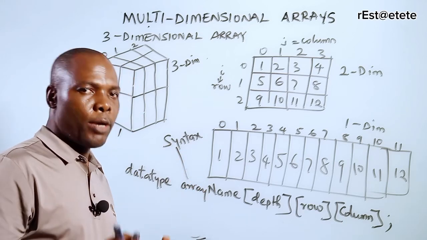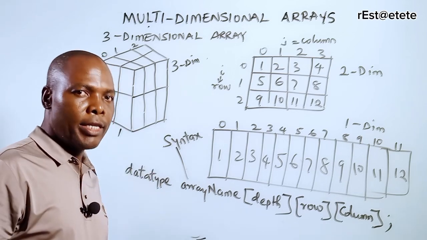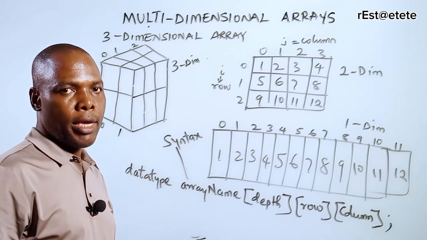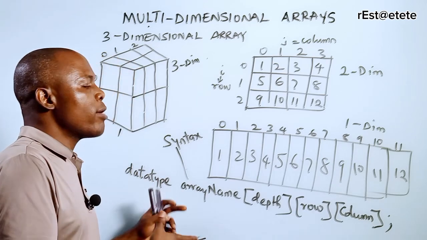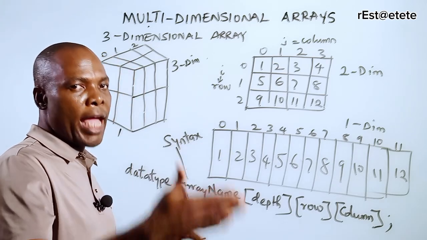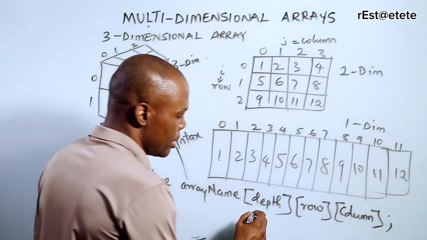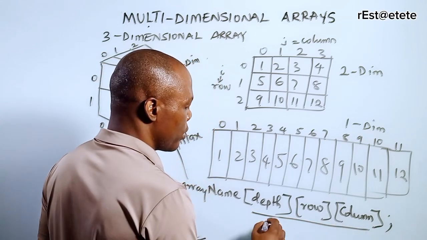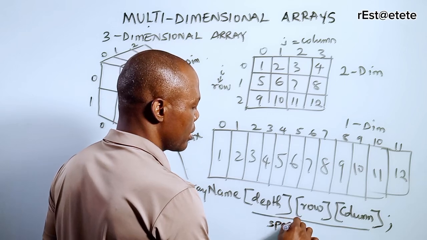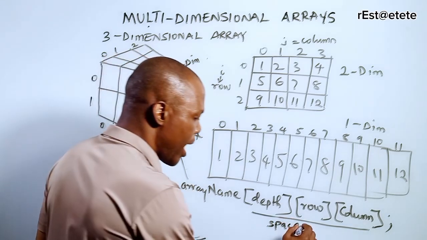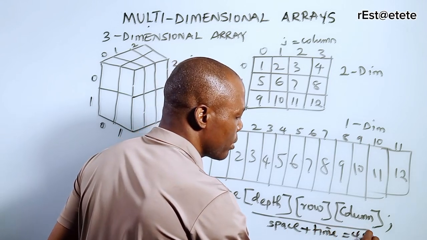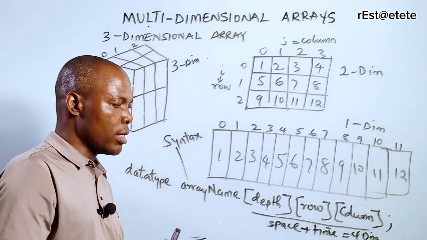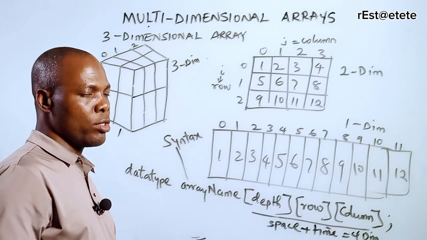Our world that we are living in is a three-dimensional array. When you go to a four-dimensional array, that will be space plus time. So all these three are known as space. Then when you add time, that becomes four dimension. But we are not going to deal with that in this class. So we are just going to stop at three-dimensional array.